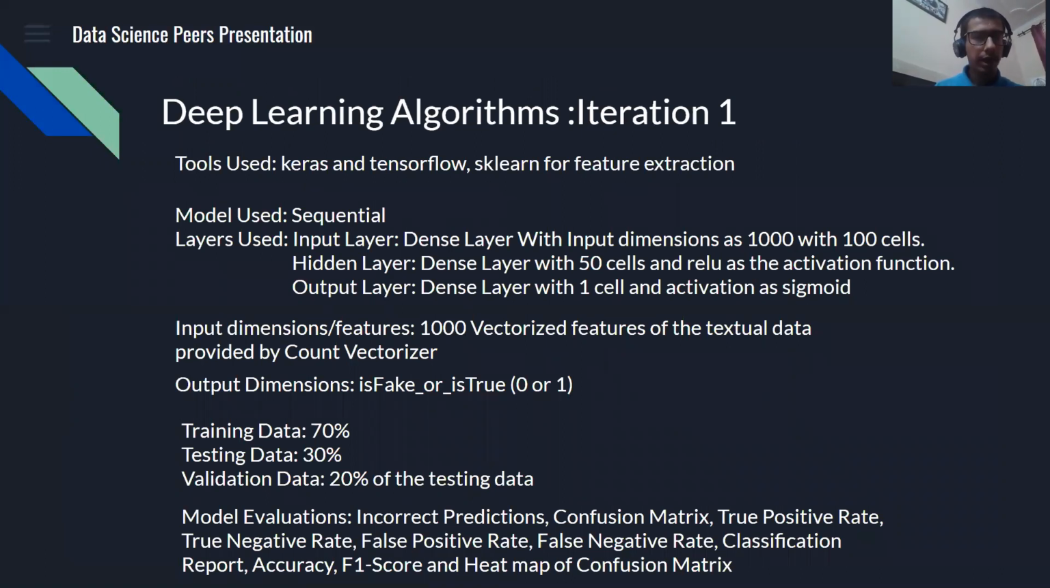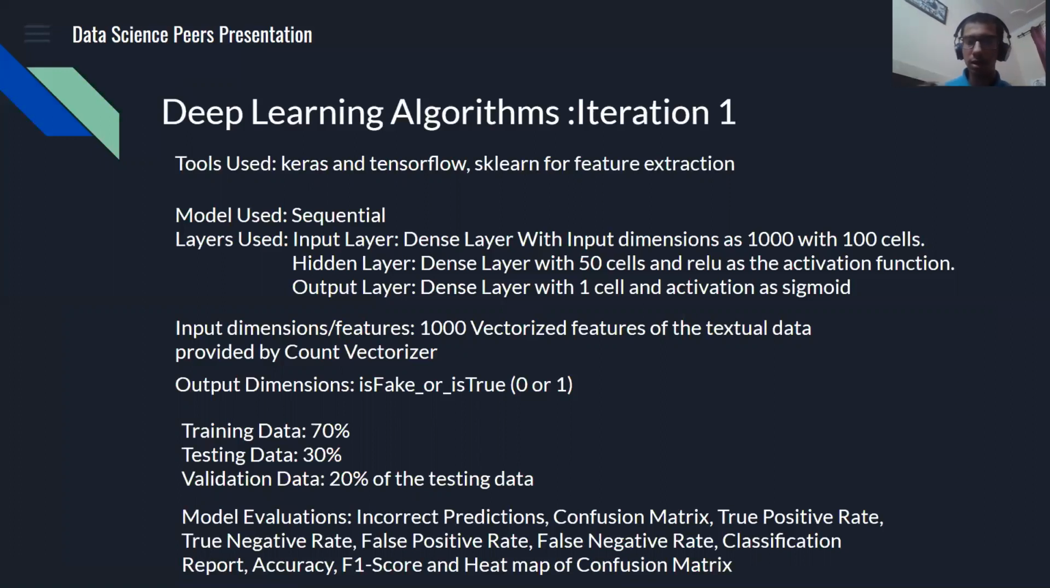So moving on, the tools that I used are Keras and TensorFlow, and sklearn for feature extraction. The model that I have used is a sequential model. The layers that I have used are three. First of all, the input layer with input dimensions of 1000 with 100 cells, the hidden or intermediate layer having 50 cells with ReLU as the activation, and the output layer having a single cell and the activation as sigmoid.